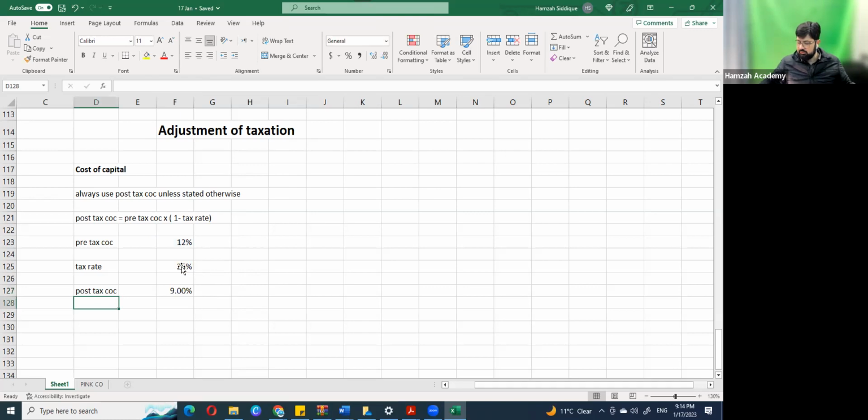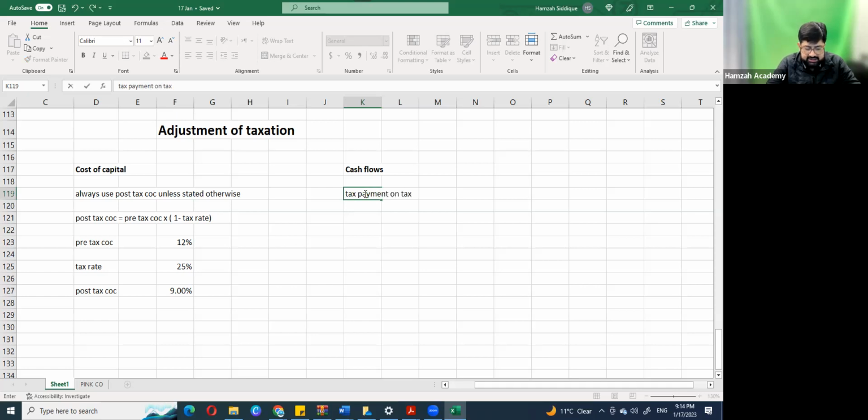Now, next. Students, cash flows. Impact on cash flows. Two impacts. Tax payment on taxable cash flows. And second is tax saving on capital allowance.